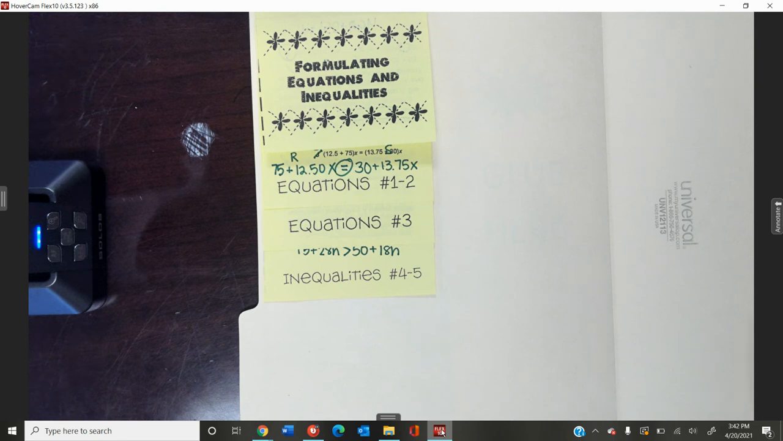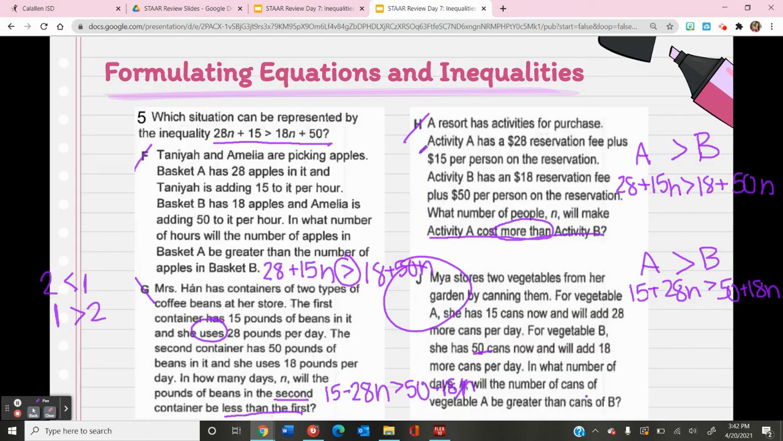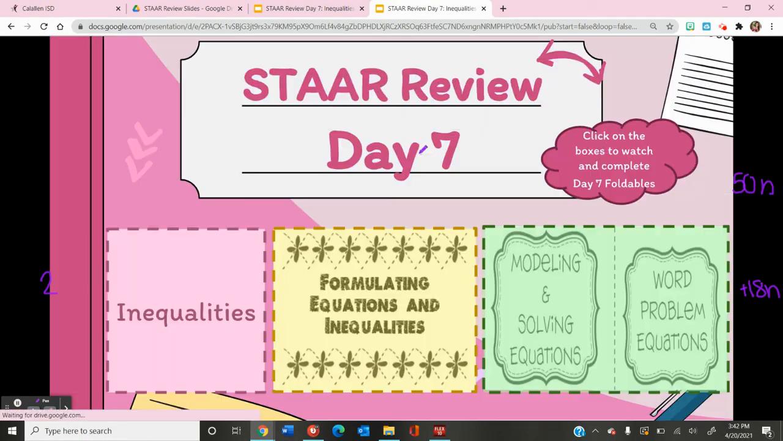Other than that, if you have no further questions, make sure you watch the video on inequality symbols as well as modeling and solving equations and word problem equations. Once you have finished that, you can go ahead and complete your assignment. And again, if you have any further questions, please feel free to reach out to us.